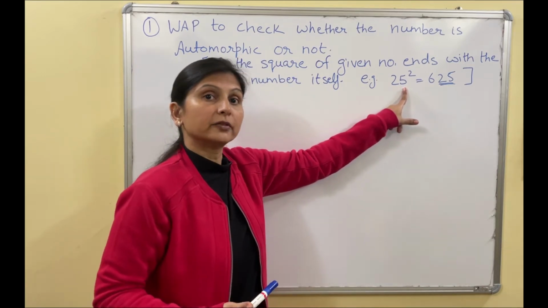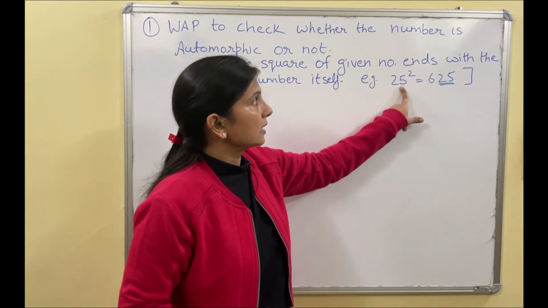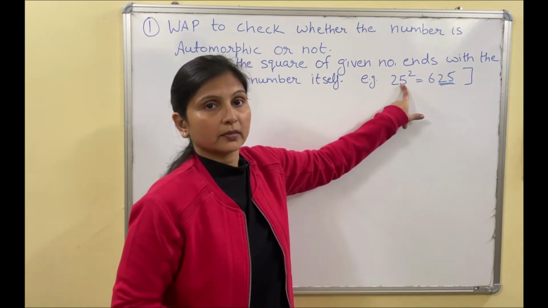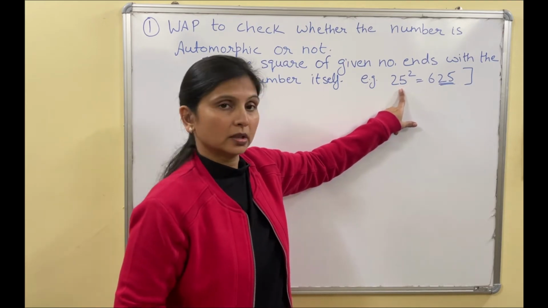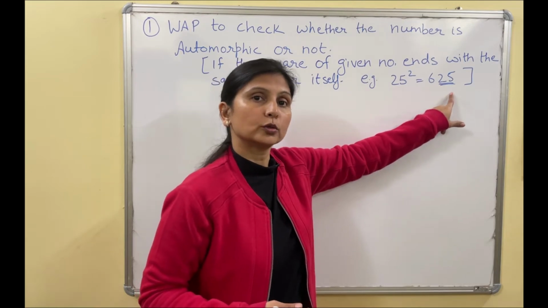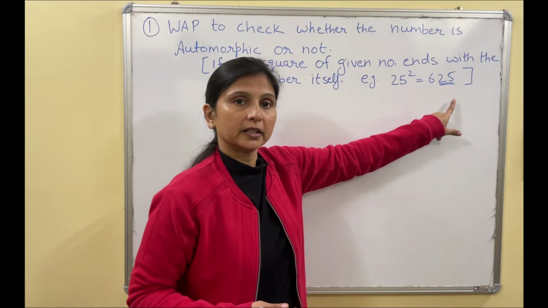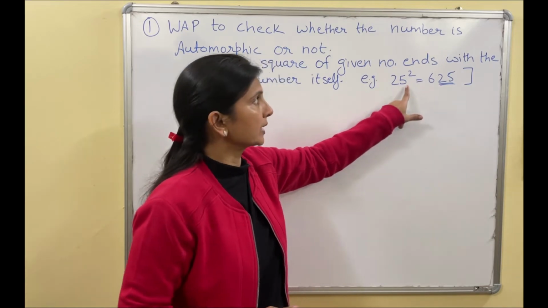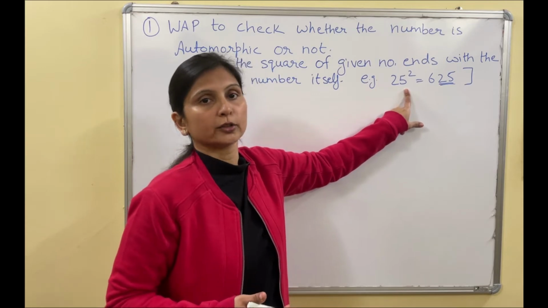So which logic will we apply here? First we will see how many digits are there in the number. Here it is 2. So we will divide the square of the number by 10 raised to the power 2, that is 100. Whatever remainder comes, if that remainder is equal to the number, then it is called automorphic. So this logic we are going to apply.